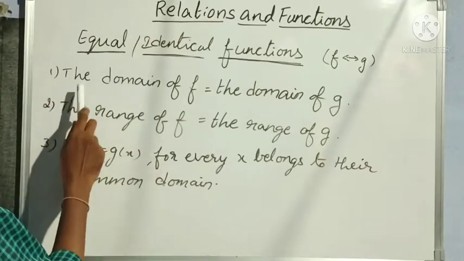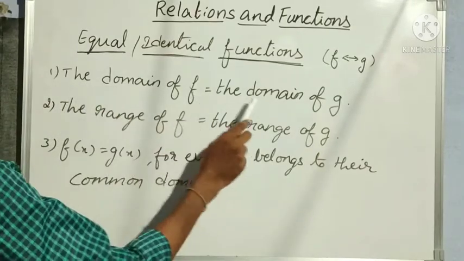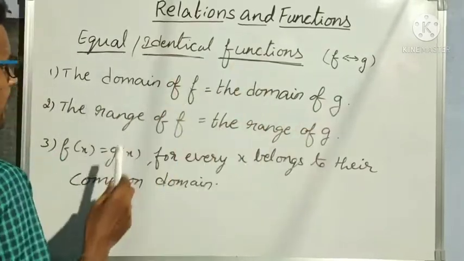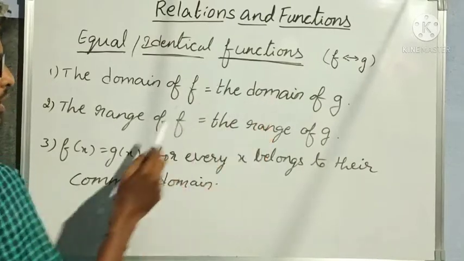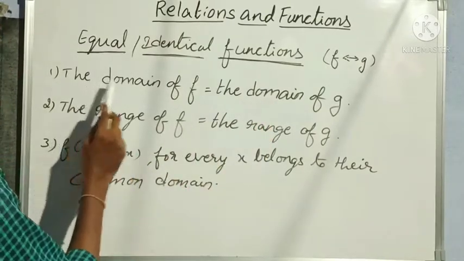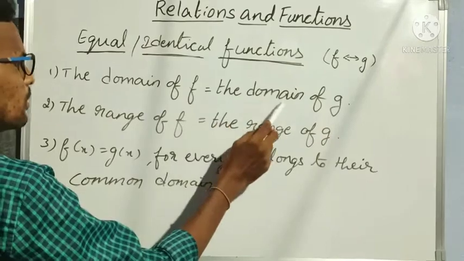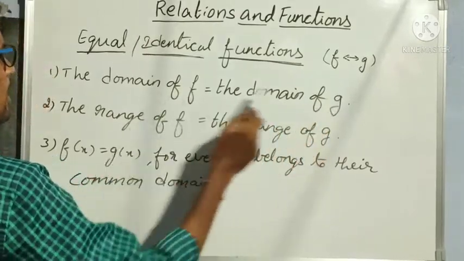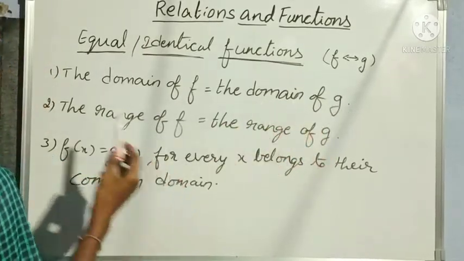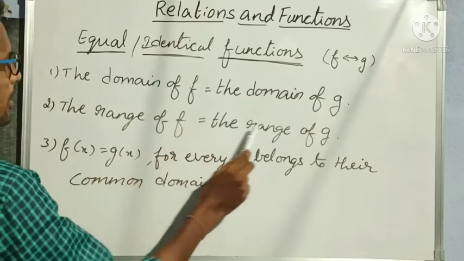The first condition is that the domain of f is equal to the domain of g. What is the first condition? The domain of f is equal to the domain of g. This is the first condition to be satisfied. The second is that the range of f is equal to the range of g.